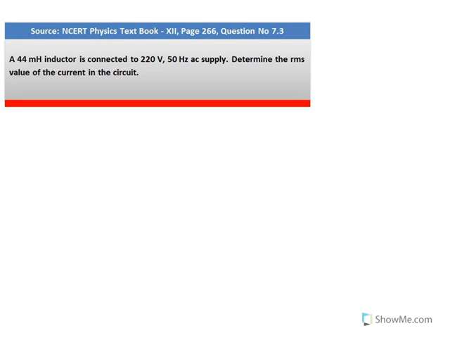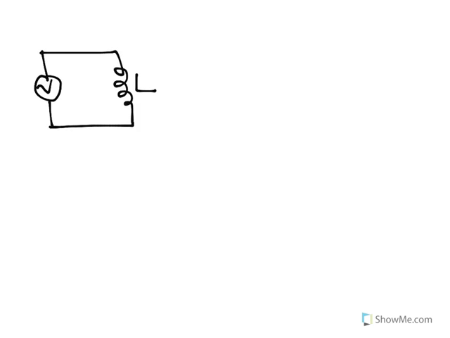This is a simple question. We can simply use the formula and do the sum. But I would like to explain exactly why we are using this formula. So we consider a circuit with an AC voltage source connected to a pure inductor L. So what happens? This is a time dependent voltage source.